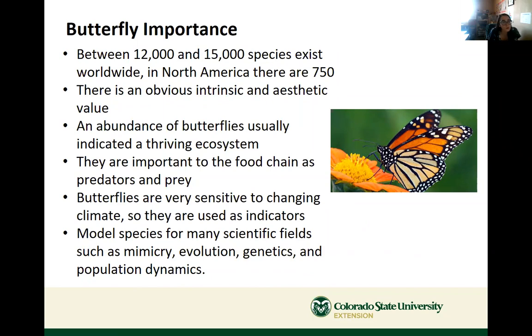They're important to the food chain as predators and as prey, particularly the caterpillars. They're very sensitive to changing climate. So this is another way scientists can use them as indicators of things that are changing. And they're a model species for many scientific fields. Mimicry, which we'll talk about a little bit, evolution, genetics, population dynamics. Butterflies are often used as the example species in these kinds of studies.